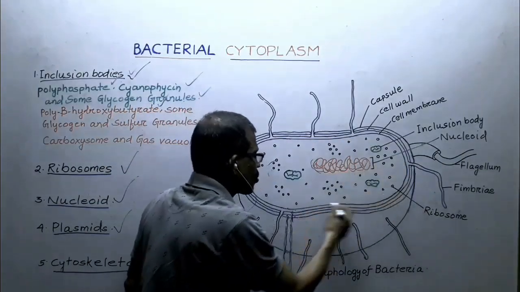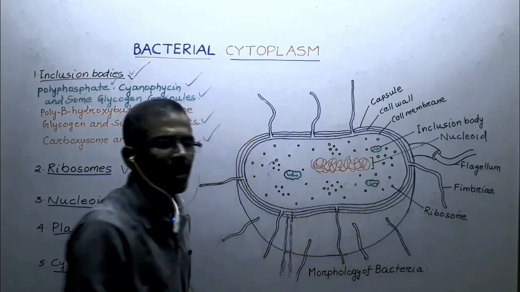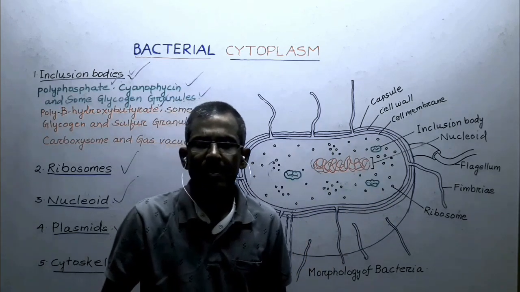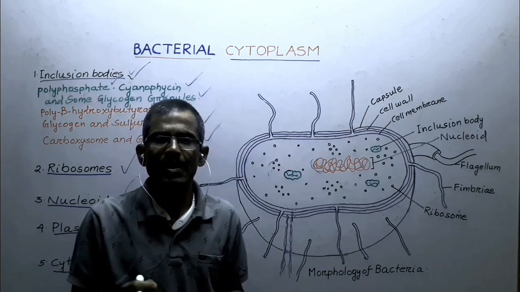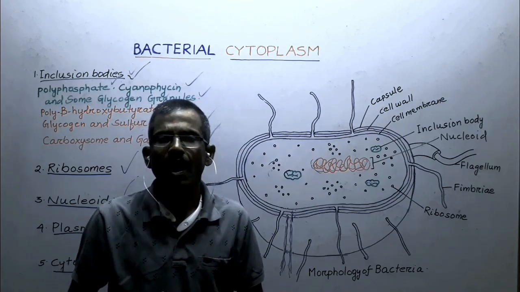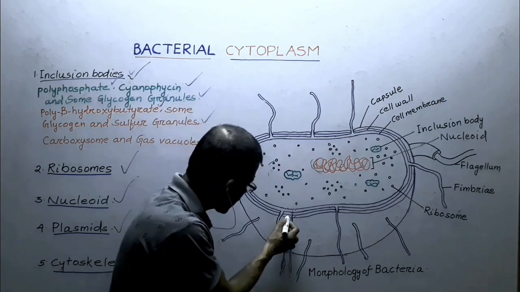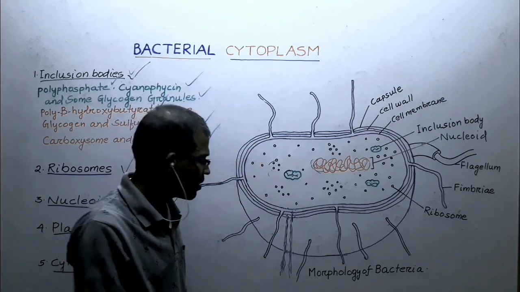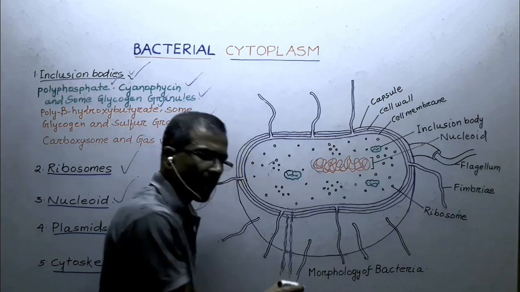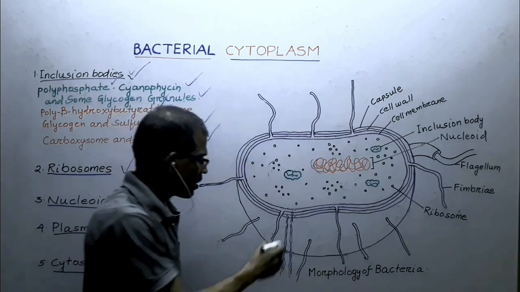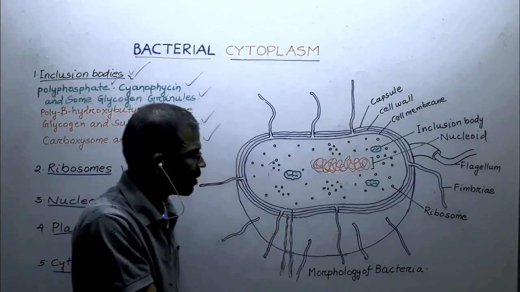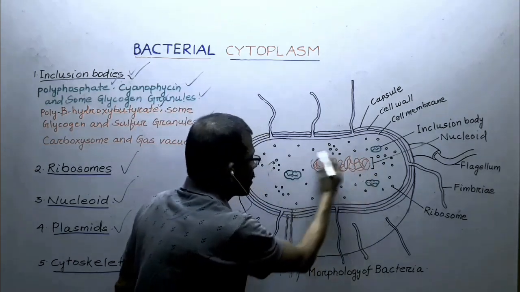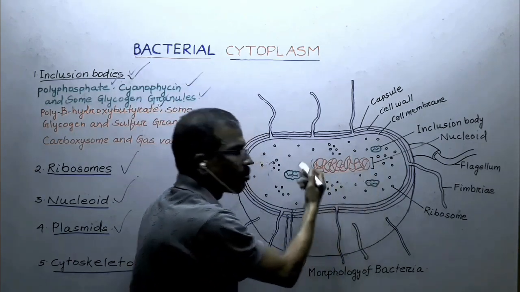This figure shows the structure of a bacterial cell. The cell is protected by three layers. The outermost layer is the capsule. Inner to the capsule there is the cell wall, and beneath the cell wall there is the plasma membrane. This is the gel-like matrix known as cytoplasm.